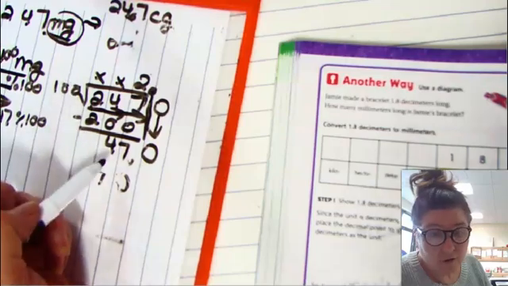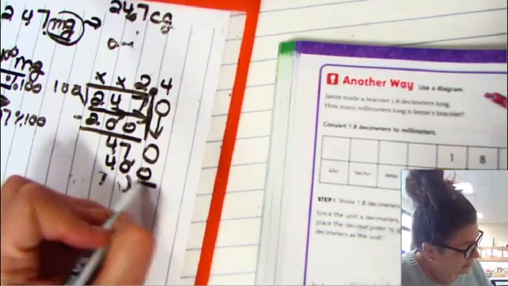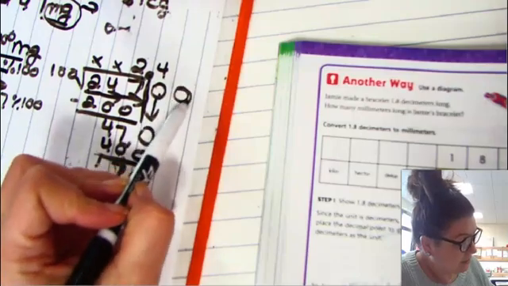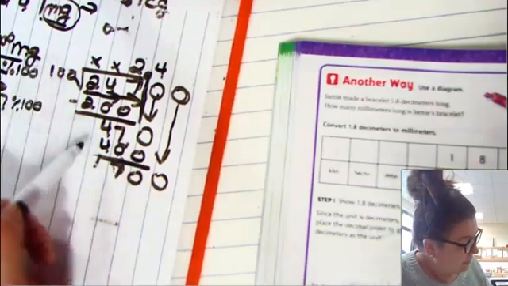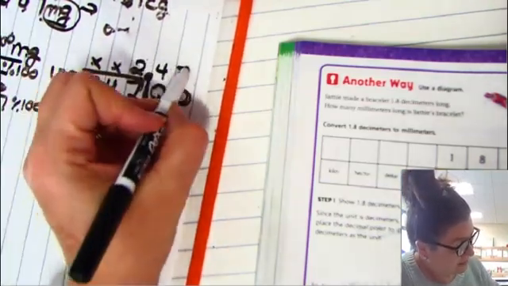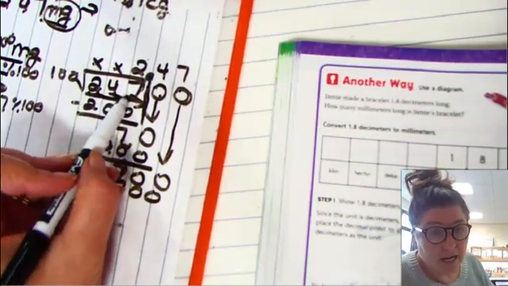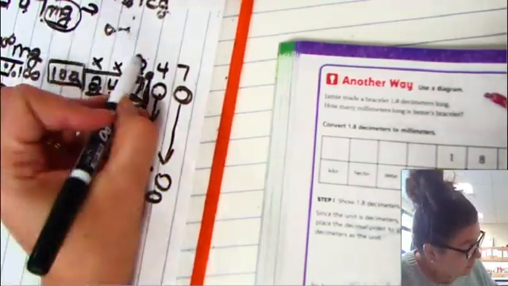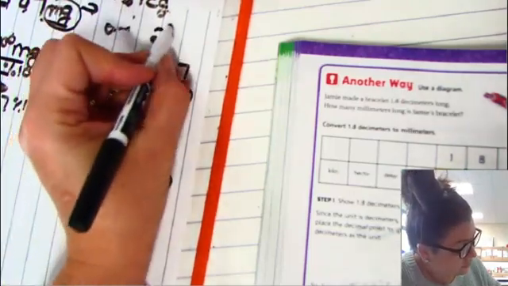How many hundreds can I take out of 470? I can take 4. 4 times 100 is 400. I have 70 left. I still have more, so I have to keep going. I'm going to bring down a 0 in the hundredths place. How many 100s can I take out of 700? 7, which would give me 700. So if I took 247 and broke it up into 100 pieces, every piece would have 2 whole and 47 hundredths of a piece.